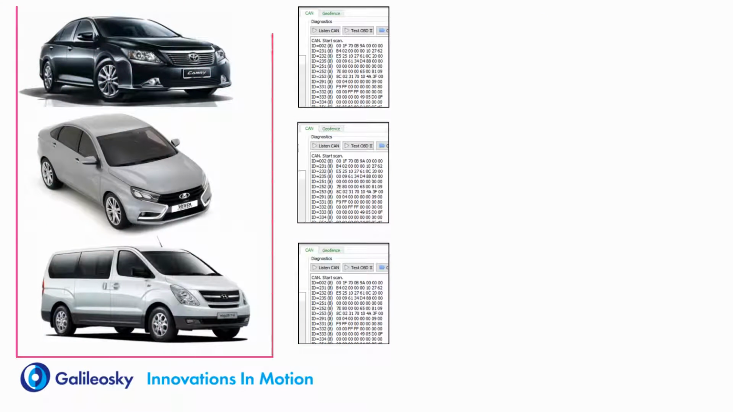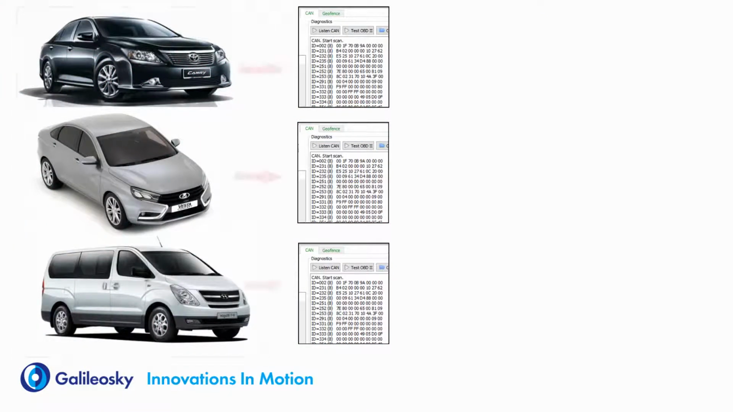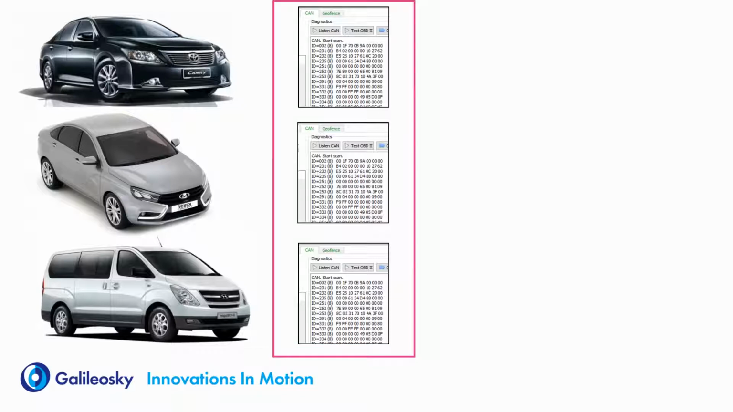Galileo Sky Tracking Units support CAN interface. This allows you to track up to 60 real-time parameters of the vehicle. However, to read the data, it is not enough to simply connect the device to the car's CAN bus. You need to determine which identifiers of the CAN bus protocol contain the necessary information.